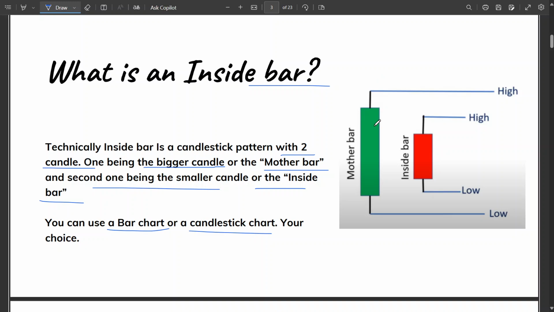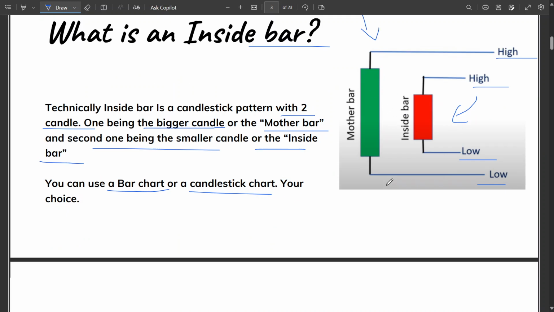Okay, so we have a mother bar, which is the larger bar, and second is the inside bar. What an inside bar is, is just that there's a mother bar and the second bar is within the range of the previous bar. So the high of the second bar is lower than the high of the previous bar, and the low of the current bar is higher than the low of the previous bar, right? So that is what an inside bar looks like.